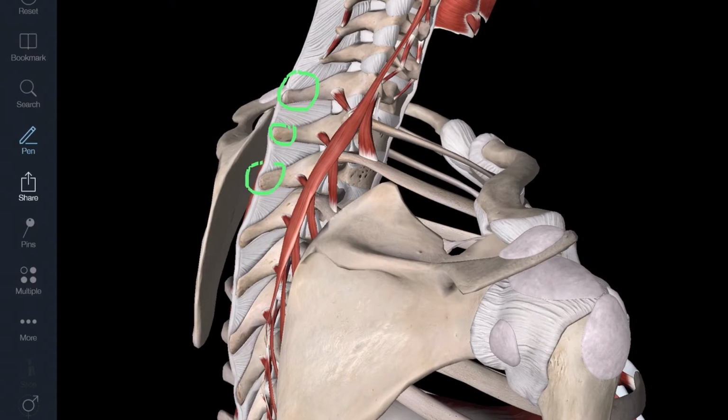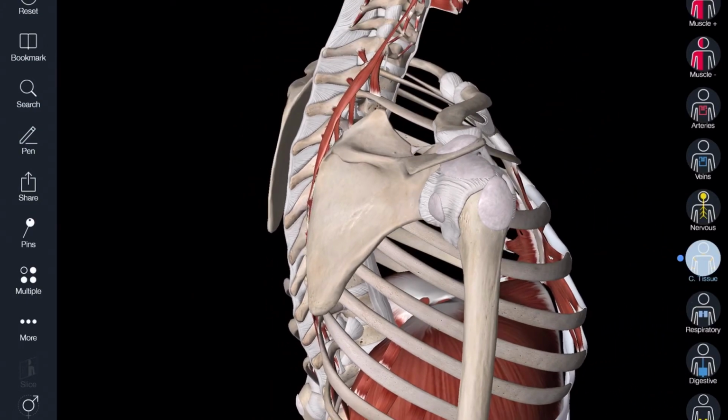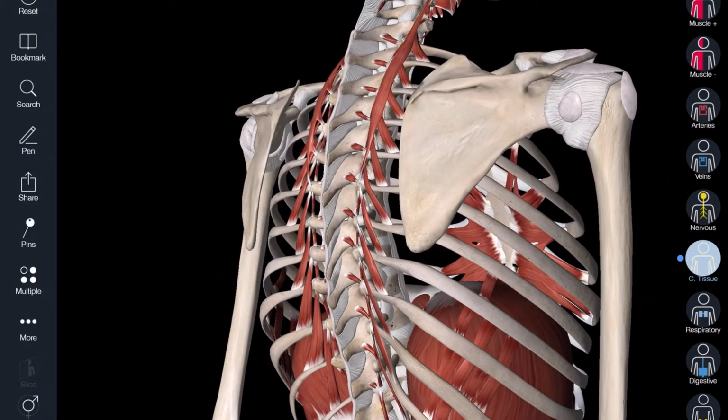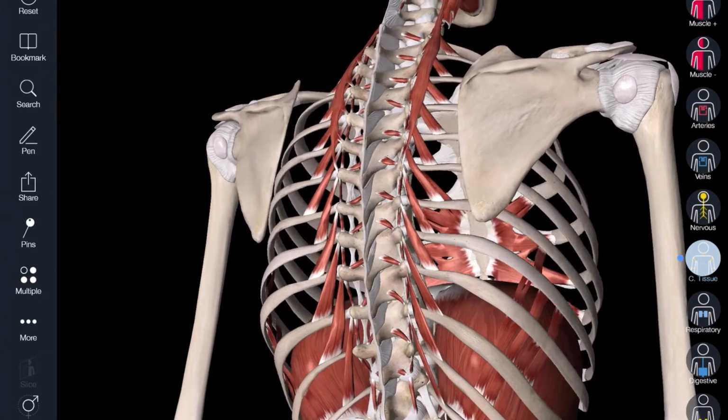sorry, what did I just say? C7, okay, C7, T1, T2, T3, T4, T5, T6, T7, oops. Sorry, I gotta make the pen go away to move this. Down to T12. So T12 is thoracic vertebra 12.